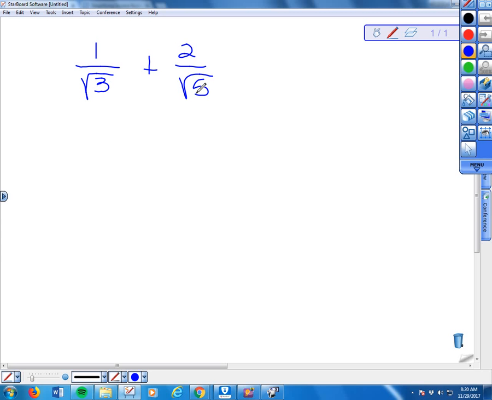To rationalize the denominator, if I look at just the 1 over the square root of 3, I'm going to multiply the denominator and the numerator by the square root of 3. And in doing that, I get rid of the radical in the denominator. It moves to the numerator. So this becomes what?